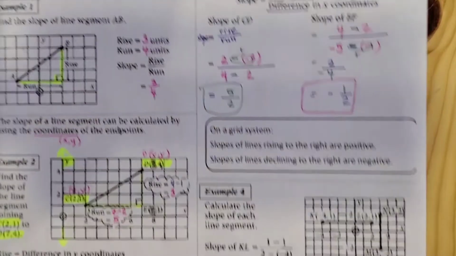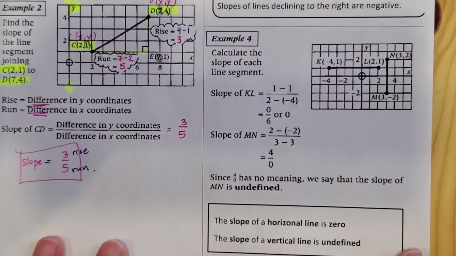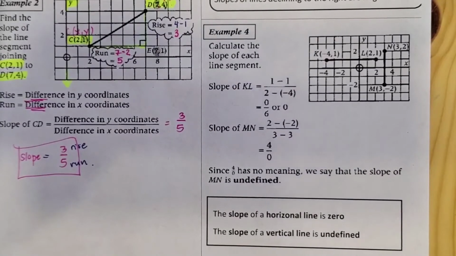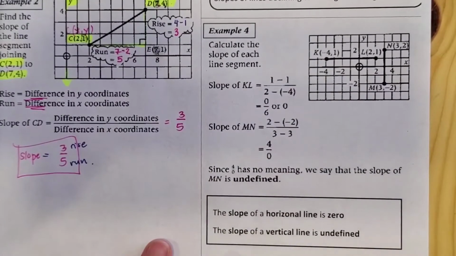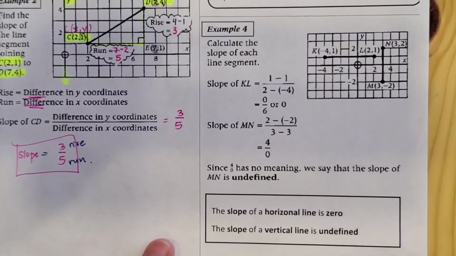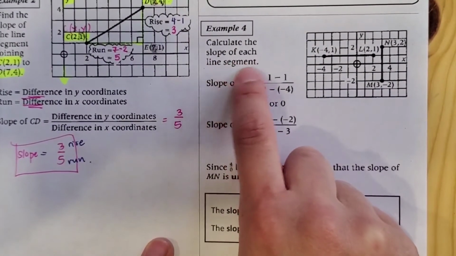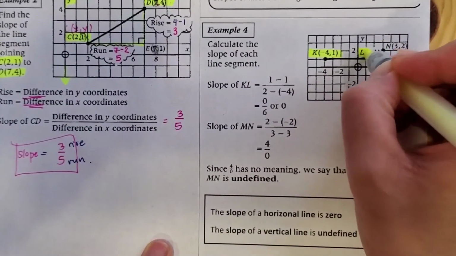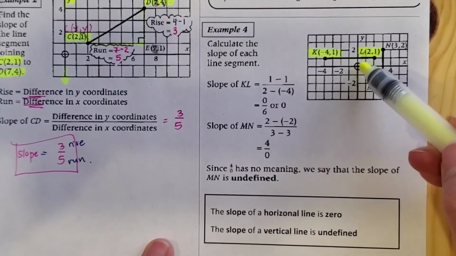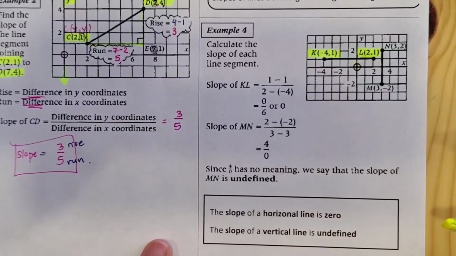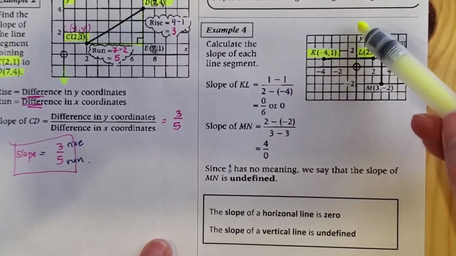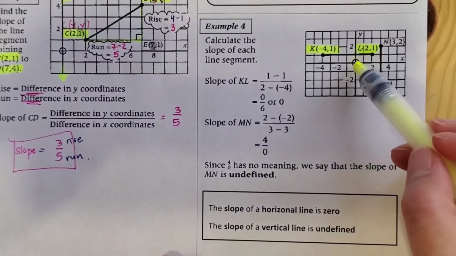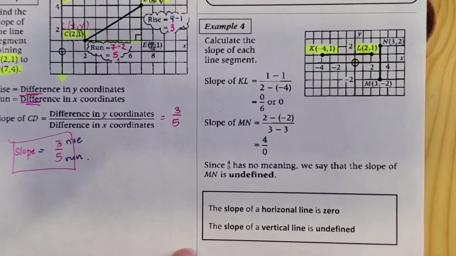Okay, and then the last example. For this one, there are two other types of slopes that we can have besides fractions and whole numbers. So you calculate the slope of each line segment. Now we have KL. This is K and this is L right here. Notice this hollow circle just means this is where your y-axis and your x-axis cross each other. So this is 0, 0. It's also called the origin.